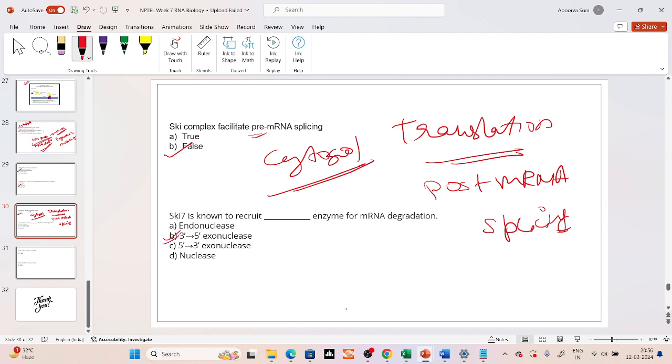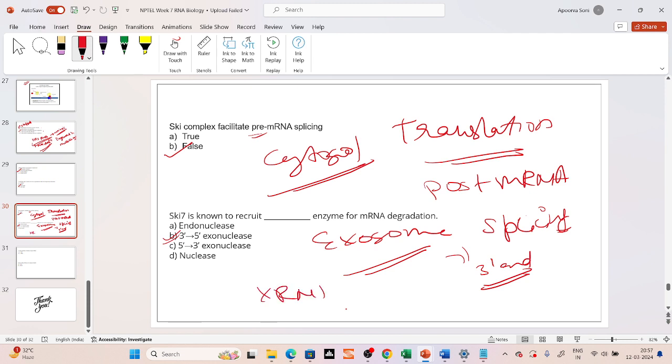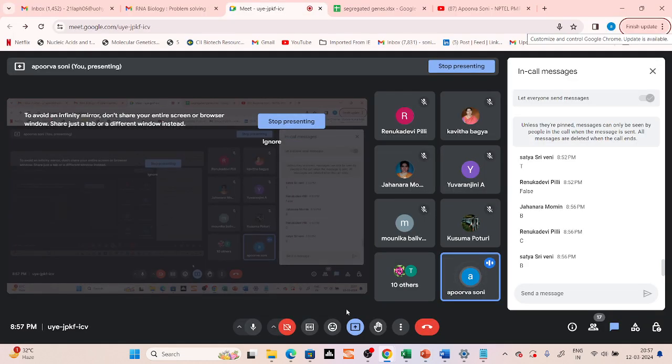Why? Because Ski7 is a complex of exosome, and we know that exosomes work at the 3' end. So it would be 3' to 5' exonuclease. At the 5' end, XRN1 comes. So it works in the 3' to 5' direction, because Ski7 will bind to the 3' end. Okay. Is it clear? Renuka, is it clear? Okay, fine.